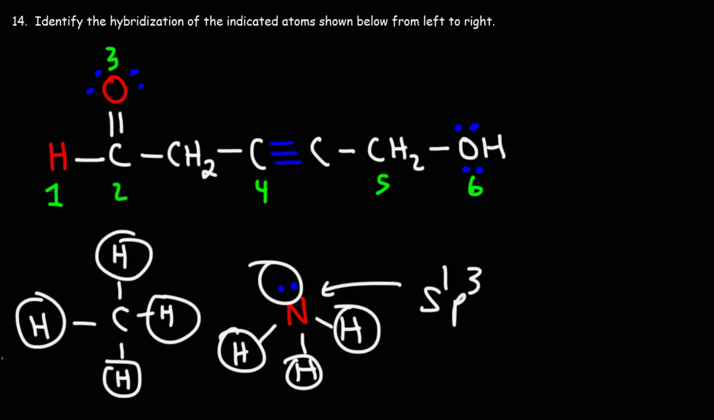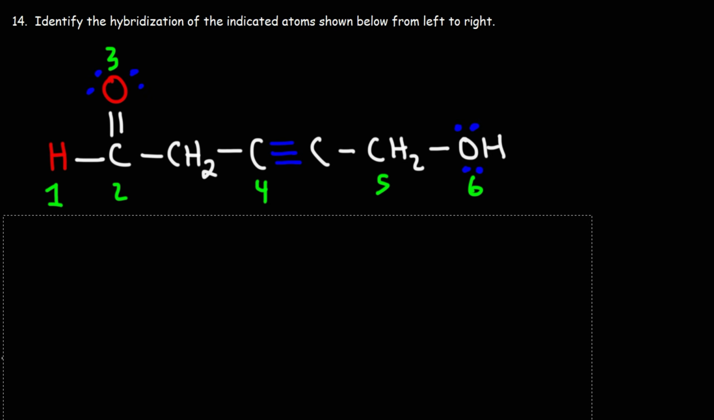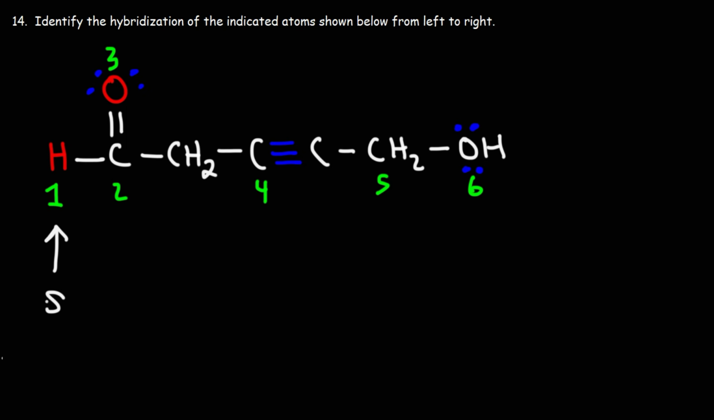Now, let's go back to methane. What about the hybridization of hydrogen? If we look at hydrogen, hydrogen is only bonded to 1 atom, so it has 1 group. So it's simply just S. Hydrogen doesn't have a p orbital. It's a first row element. It only has an S shell. So the hybridization for hydrogen will always be S. So this is going to be S.